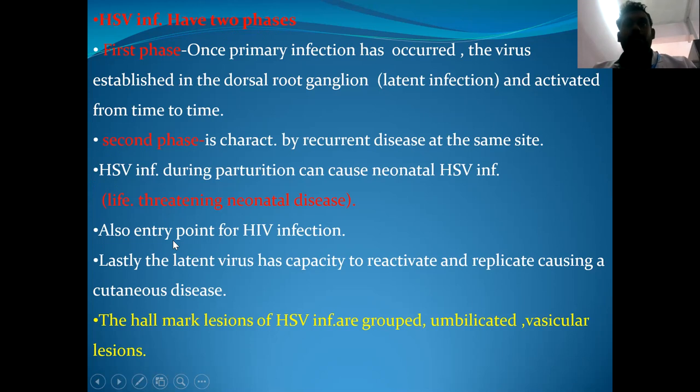One important thing about herpes simplex is it can also act as an entry point for HIV infection. That means people who have genital herpes are more prone to develop HIV infection if at all they come in contact with an HIV infected individual. Lastly, the latent virus has the capacity to reactivate and replicate, causing the cutaneous disease. The hallmark of lesions of herpes simplex virus is grouped vesicles, and sometimes they can be umbilicated as well.